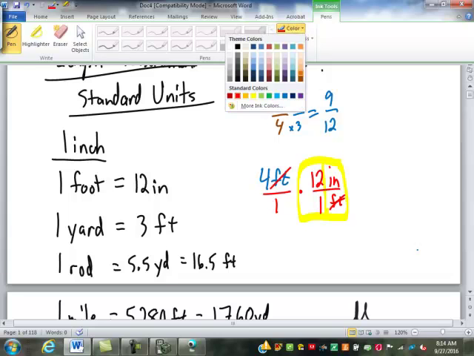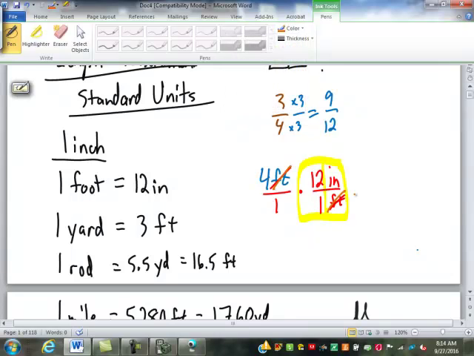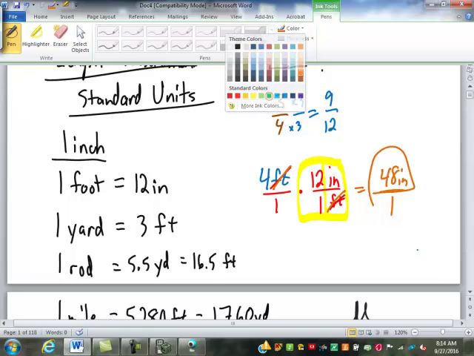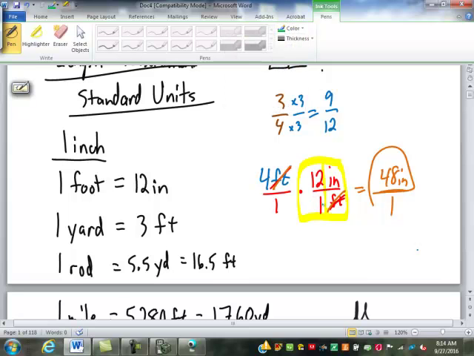So like we said, the feet now cross cancel out. 4 times 12 inches is 48 inches. And on bottom, 1 times 1 is 1. So 48 inches over 1 is just 48 inches. Like I said, most of you could have looked at 4 feet and said, hey, it's just times 12, it's 48 inches. But what if I give you something like 99 rods?